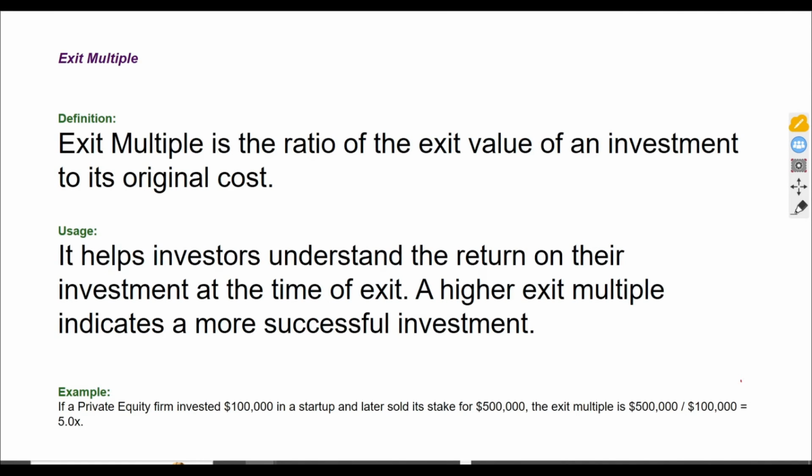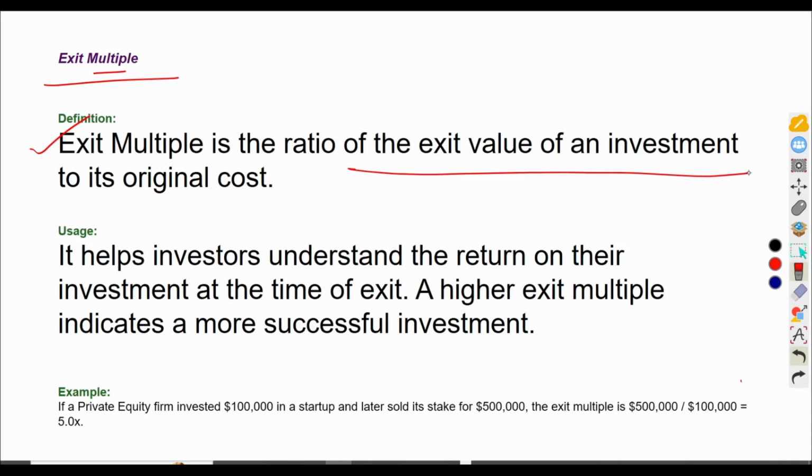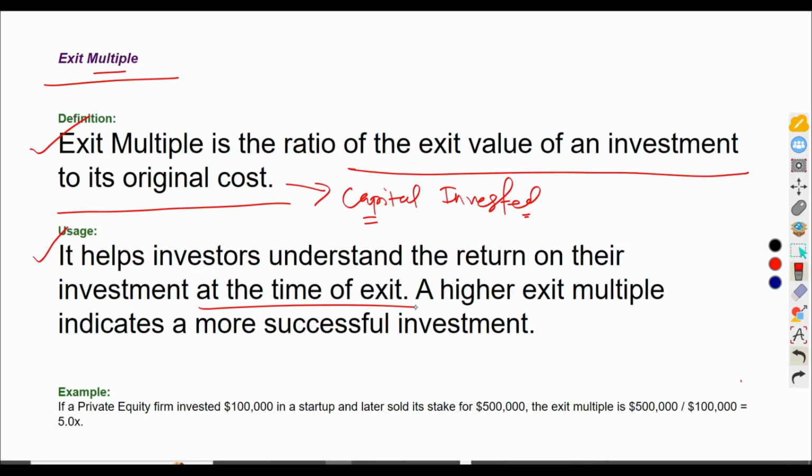So next is exit multiple. Here we are talking about how much value you have received at the time of exit. Exit multiple is the ratio of the exit value of an investment to its original cost. You can compare your exit value with the original cost, meaning the capital invested. In terms of usage, it helps investors understand the return on their investment at the time of exit, how much amount you have received.